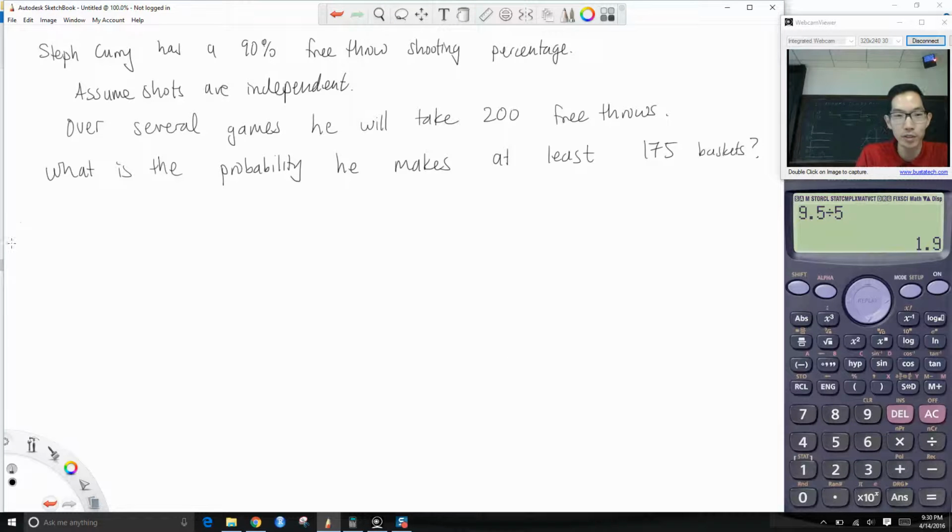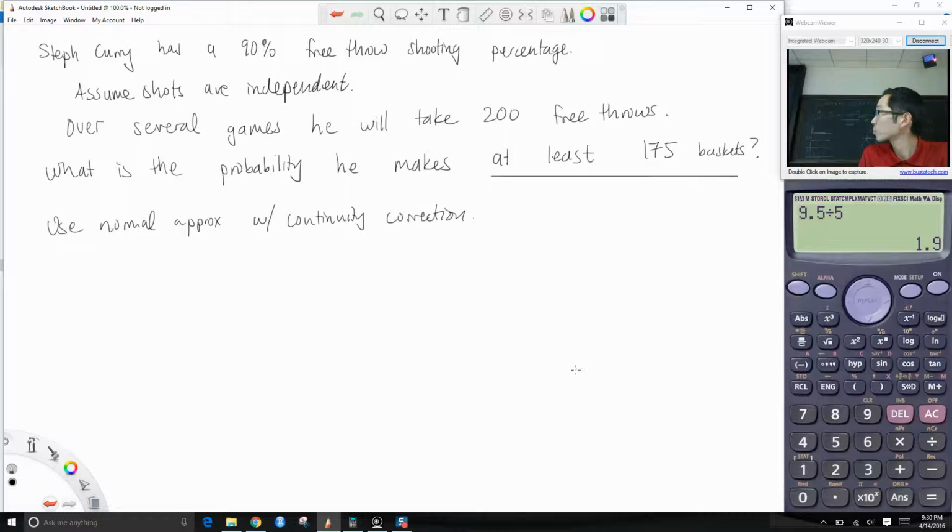Okay, so I'll say use a normal approximation with the continuity correction. The key here is "makes at least 175." Your first steps should be to say, okay, your normal model is going to have this mean and this standard deviation, and then solve from there. Go ahead and try that out.